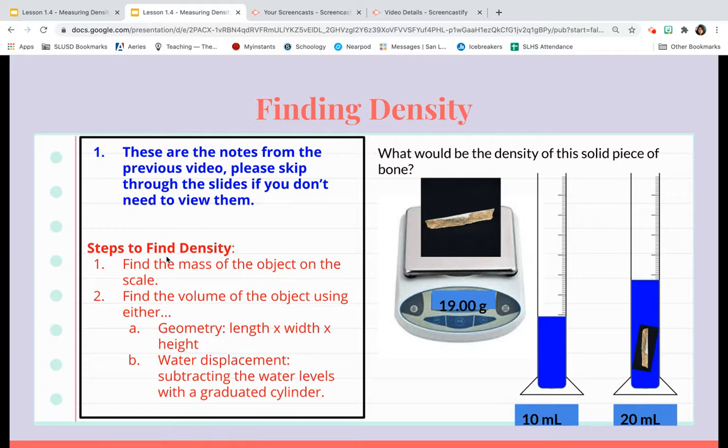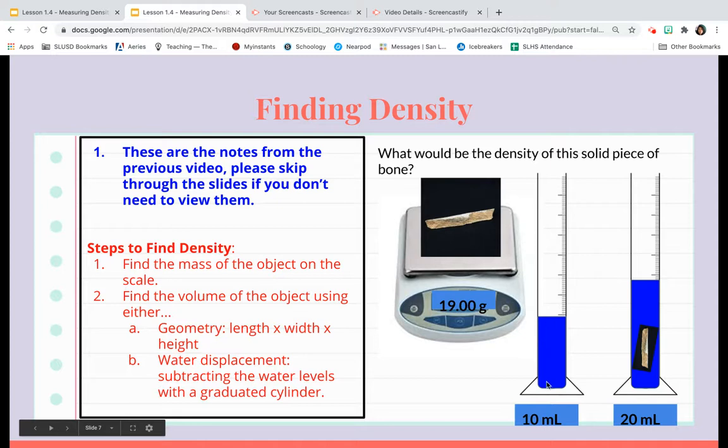Once you figure out what the mass and the volume is, you can plug it into the equation to find density. So let's say you want to find the density of this piece of bone. The first thing you need to do is find the mass of the object on the scale. So the mass of this bone is 19.00 grams. Then you need to find the volume. And in the previous lessons, we talked about two ways to find volume. One is through geometry, length times width times height. The other is through water displacement. So because this bone is irregularly shaped, you'd probably want to use water displacement.